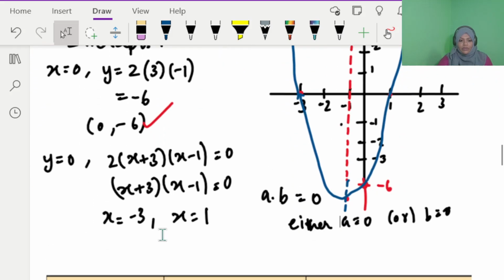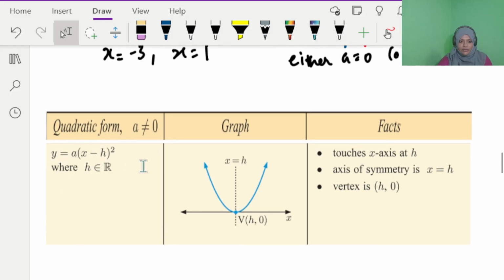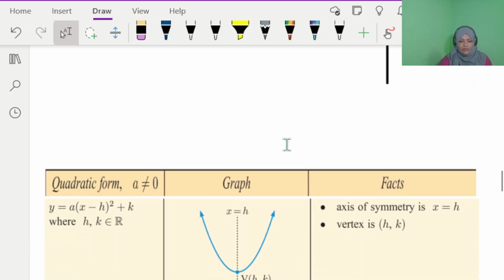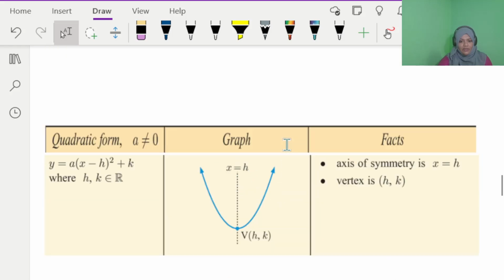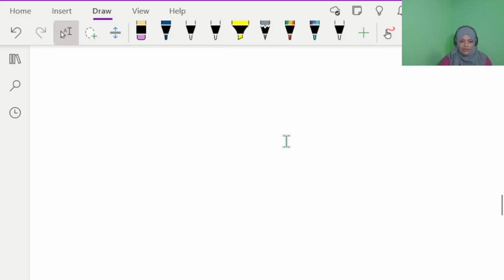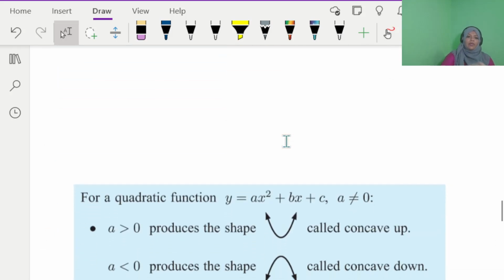Hope it's clear. So we have two other forms of the function also, a into (x minus h) the whole square and a into (x minus h) the whole square plus k. So I have provided the specific facts and also the graph for them. We have to do a similar method here. And this is the final result.